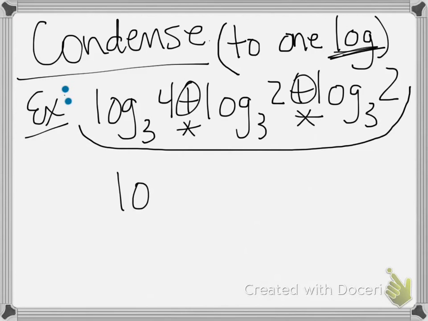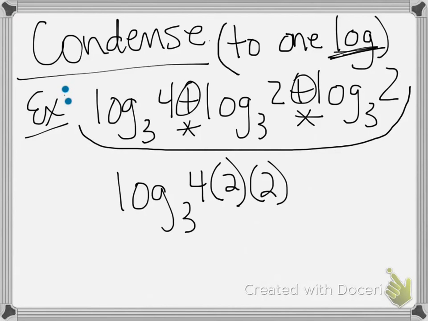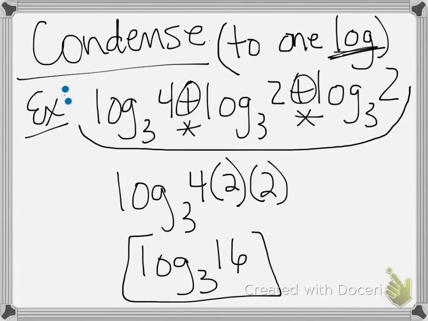So I'm going to have log base 3 of 4 times 2 times 2. So that's log base 3 of 4 times 2 times 2, which is 16, and that is a condensed logarithm. So log base 3 of 4 plus log base 3 of 2 plus log base 3 of 2 condensed to become one simple logarithm, log base 3 of 16.